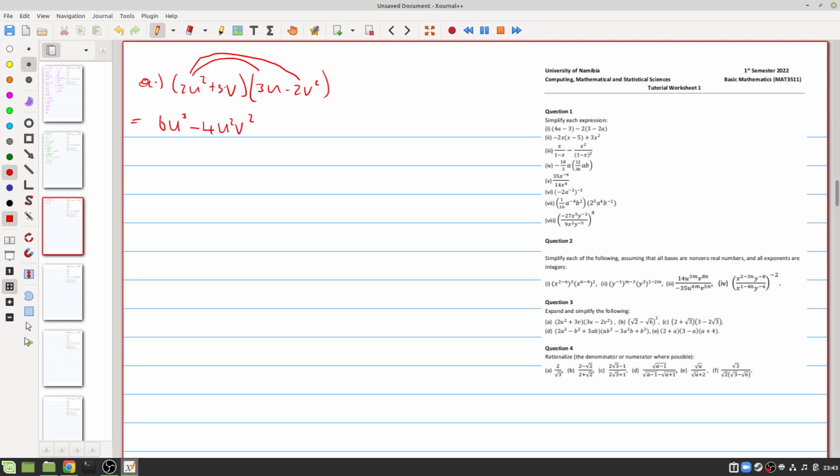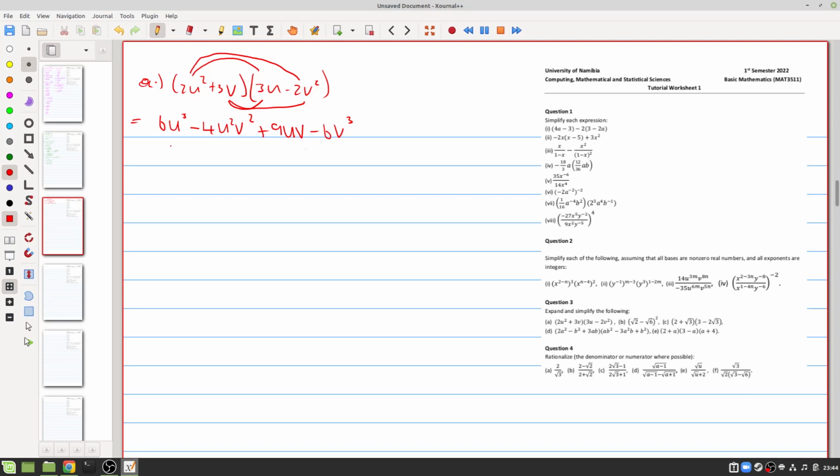And then we take the second term in the first bracket and multiply it with everything in the other bracket. So 3v times 3u is 9uv. And then those two, 3v times negative 2v squared, that gives us negative 6v to the power 3. And now we check, are there any like terms we can collect? If there are, we should. And in this case, there are none.